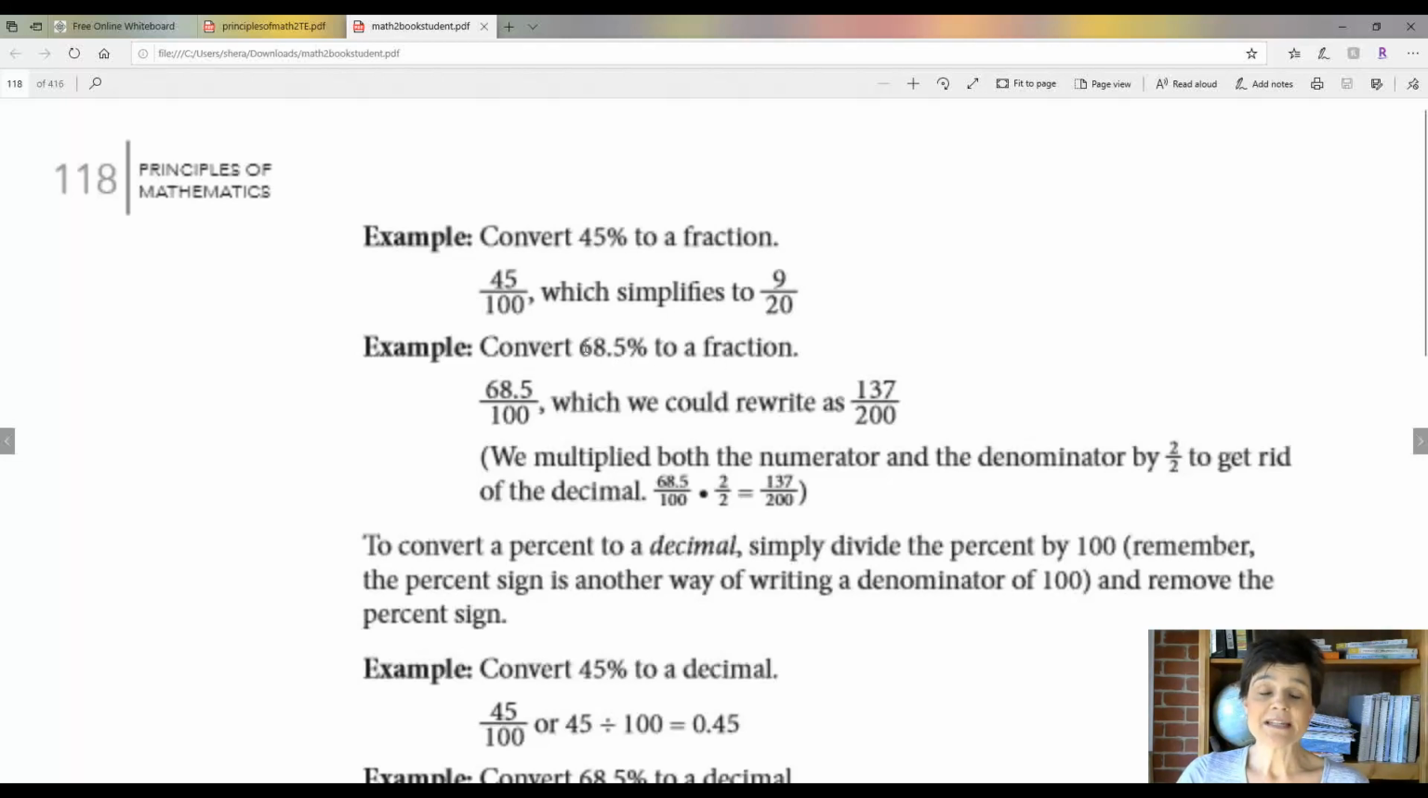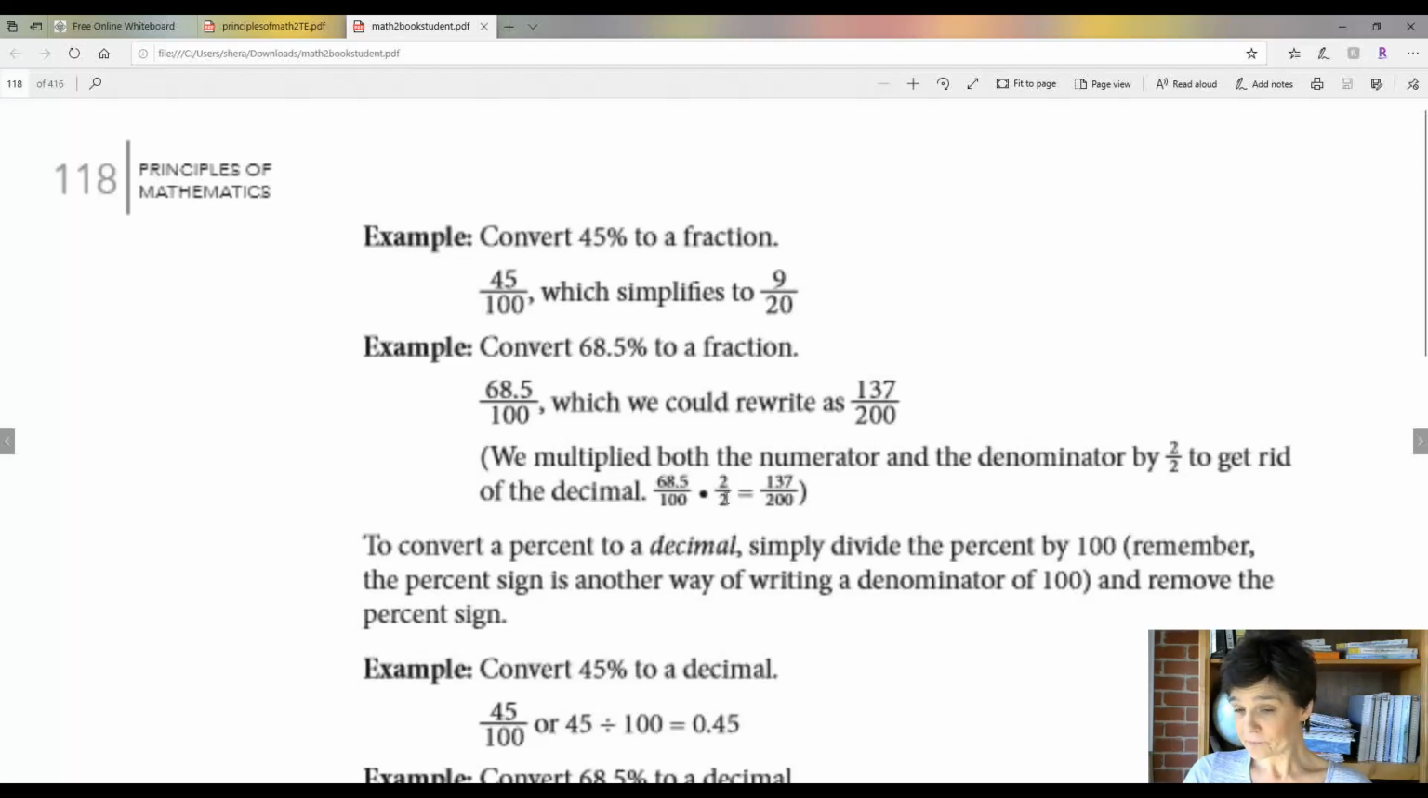Okay, here's 68.5%. This would be 68 and 5/10. So right here they put 68.5 over 100. And then you would rewrite it as 137 over 200. They multiplied both the numerator and the denominator by 2 to get rid of the decimal.